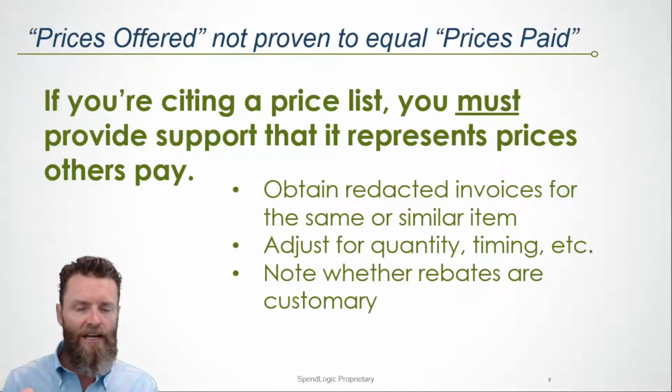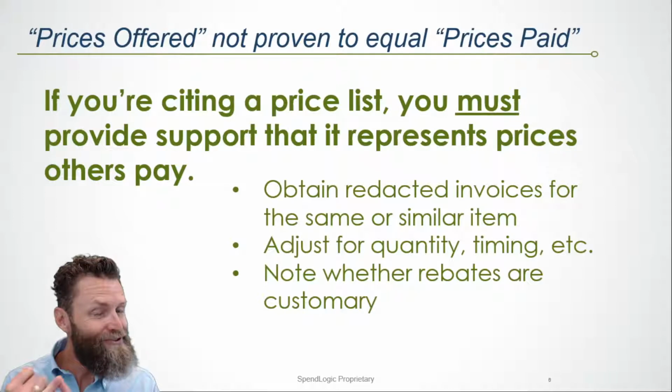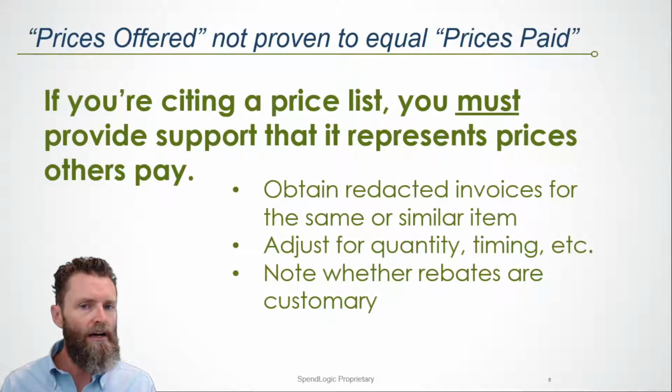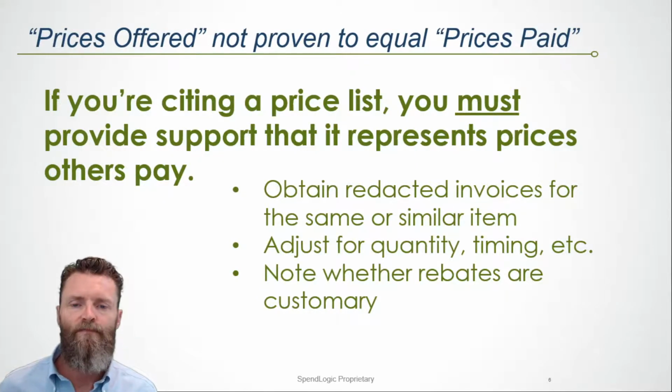So no matter how you use your published price list, you've got to hit that same bar. You've got to get those redacted invoices. Again, if you can't get redacted invoices, you're going to have a really tough time getting this through a CPSR reviewer. You've got to show the quantity, the timing, the part number, and that rebates are or are not customary. So you've got to go through each of those steps.